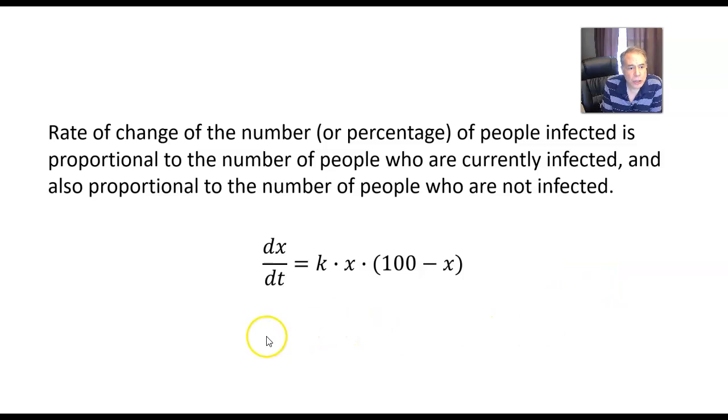So that gives us the differential equation dx/dt equals k times x times (100 minus x). Here I'm using t for time as my independent variable, and x depends on t. x stands for the number of people who are infected, or if you prefer, the percentage of people. And you could imagine a situation where there are 100 people in the universe, like maybe a class with 100 kids in it, or a small town with 100 people living there. Or you could just think of 100 as standing for the maximum percentage of people who could be infected.